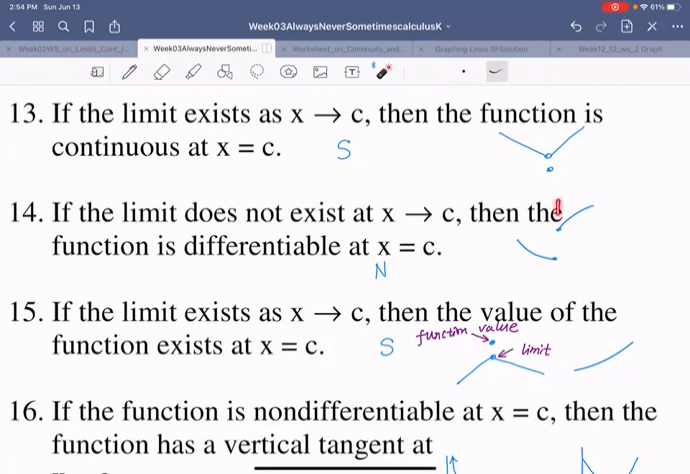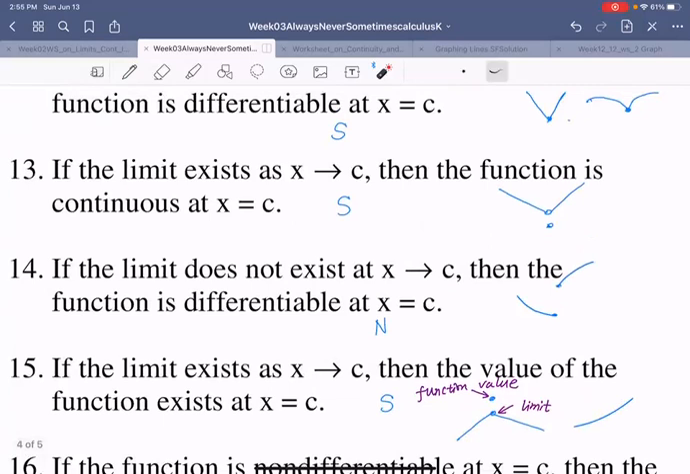The limit here does not exist. From your left and from your right are not the same value, and they say it is differentiable. Oh, come on. To be differentiable, you have to be continuous first. You are not even continuous. How can you be differentiable? So this will never ever happen. This is never.